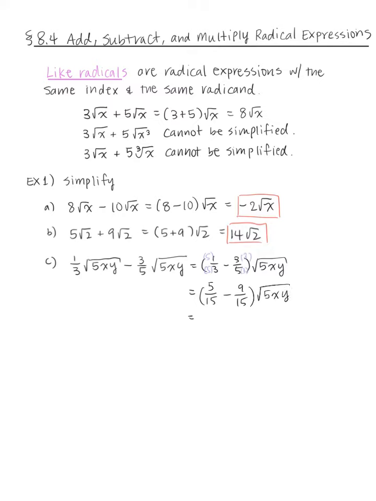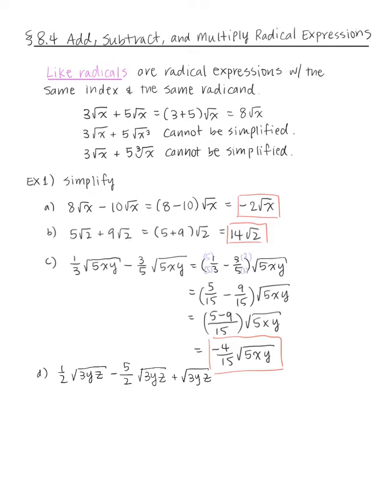So in this case, what do we do? We just combine the numerators together, and then I'm going to multiply here by square root of 5xy. Again, I'm trying to do this step by step. So 5 minus 9 gives us negative 4 over 15, multiplying here by square root of 5xy. And I'm going to box that for the answer. All right, now let's look at another one.